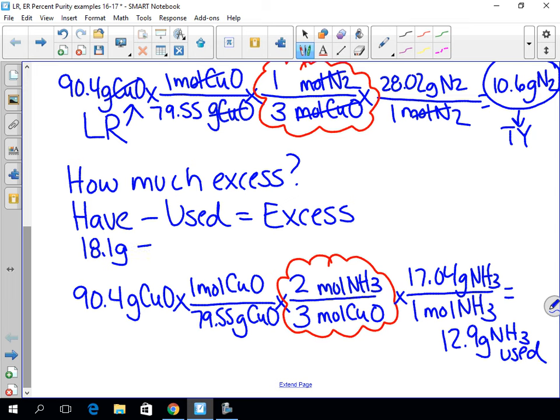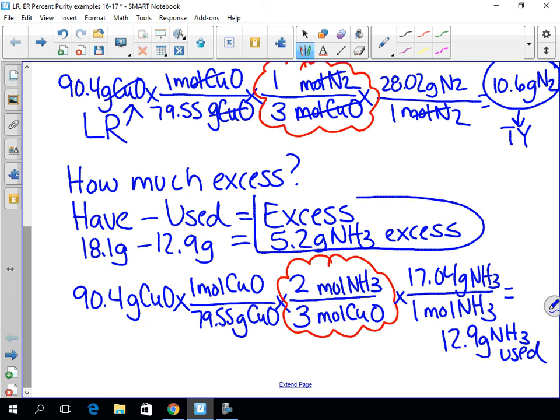So up here, minus our 12.9 grams we used. We subtract that and we find out we have 5.2 grams of ammonia in excess. So there we found our theoretical yield based off of our limiting reactant, and then once again we used our limiting reactant in order to determine how much excess reactant we had left. So this should be pretty standard up to the how much excess do we actually have.